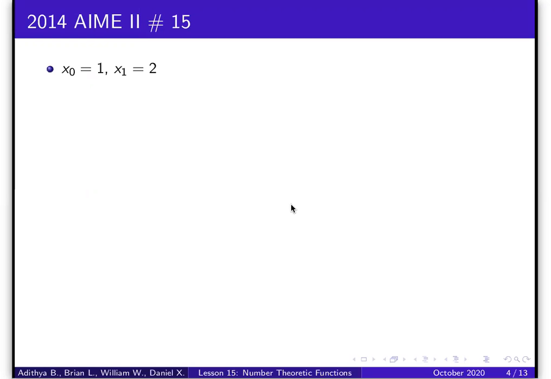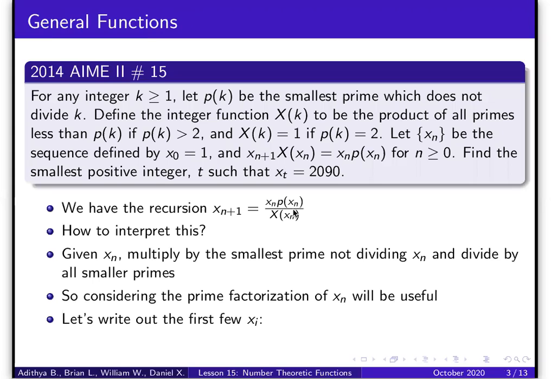Any info on what x sub 2 is? Feel free to type in the chat. Did everybody get the recursion back there? I can go back to the recursion if anybody needs. So basically, to find the next term of the sequence, you want to multiply by the smallest prime that doesn't go into it, and then divide out all the smaller primes, which are going to go into it.